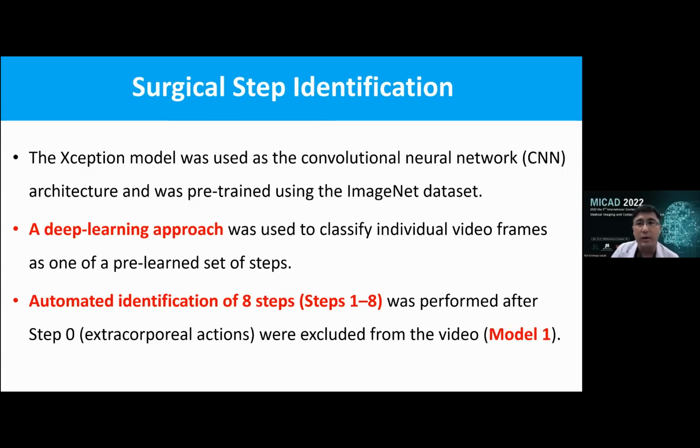About the deep learning, the Xception model was used as the convolutional neural network architecture and was pre-trained using the ImageNet dataset. A deep learning approach was used to classify individual video frames as one of the pre-learned set of steps. Automated identification of 8 steps was performed after step 0, the extracorporeal actions, was excluded from the video. We call this model 1.